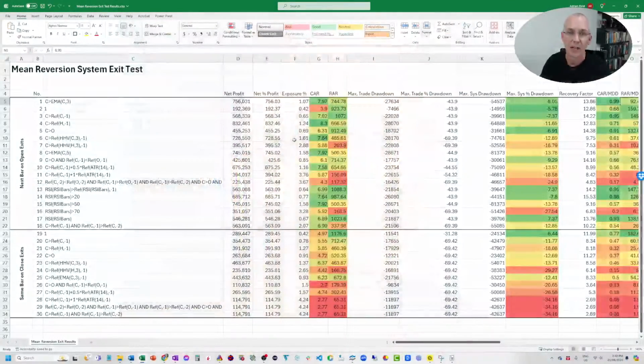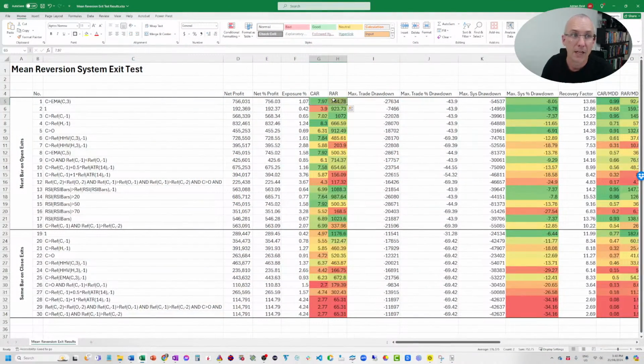A system that is always in the market 100% of the time will have a compound annual return and a risk-adjusted return that are exactly the same. A system that is very rarely in the market will have a much higher risk-adjusted return than compound annual return. You can see that here on my first line for the default exit rule. The compound annual return is 8%, but the risk-adjusted return is 744 because the exposure is only 1%. So we're going to look at compound return and risk-adjusted return.